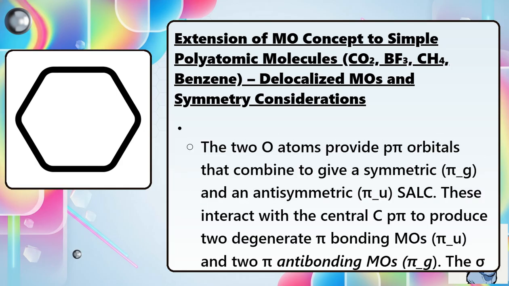The two oxygen atoms provide pi orbitals that combine to give a symmetric πg and an antisymmetric πu SALC. These interact with the central carbon pi to produce two degenerate pi bonding molecular orbitals, πu, and two pi star antibonding molecular orbitals, πg*. The sigma framework arises from the carbon 2s and 2pz mixing with oxygen 2s and 2pz, giving σg and σu. The result is a double bond, C=O, with bond order equal to 2 for each carbon-oxygen link.